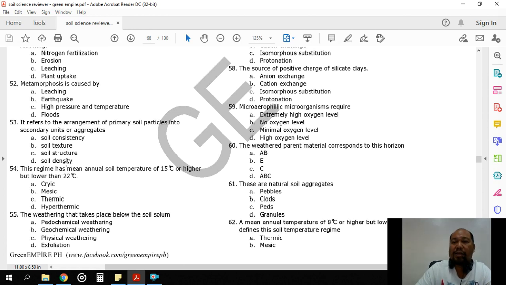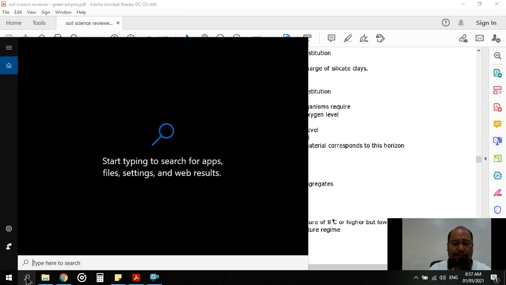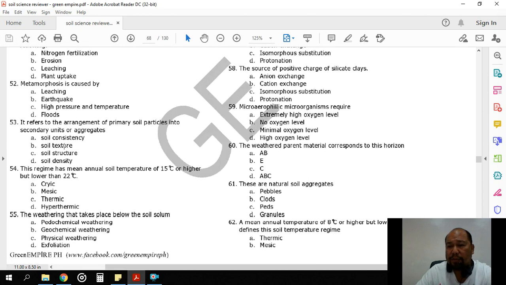Okay? Density, on the other hand, is actually mass per unit volume. Hopefully, we will cover later on the questions that will be asking about bulk or particle density. Maybe I can discuss that with you. Density is, let me see. Wait. Consistency is that, texture is that. Structure is the aggregation, how it is arranged.